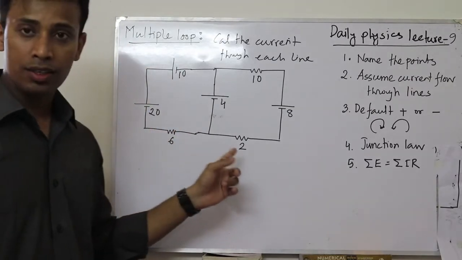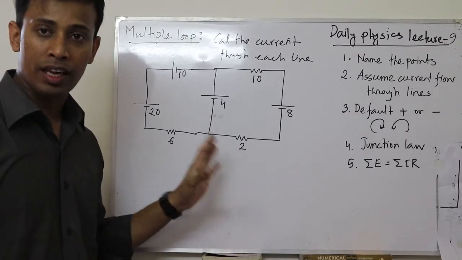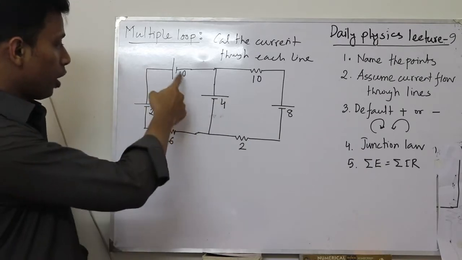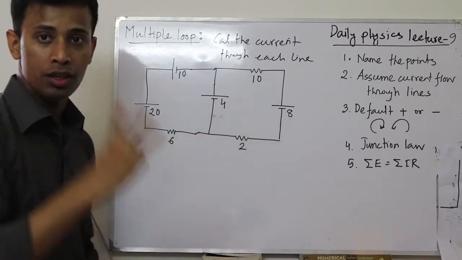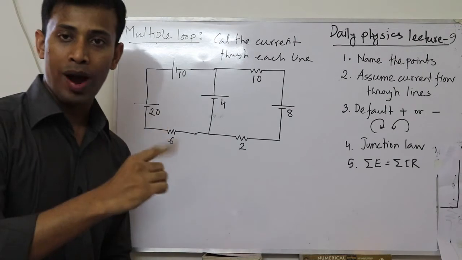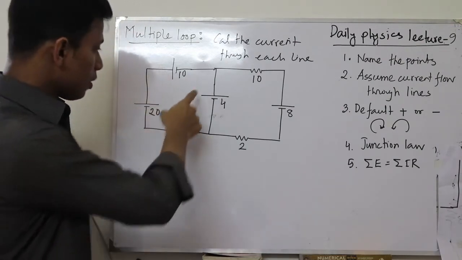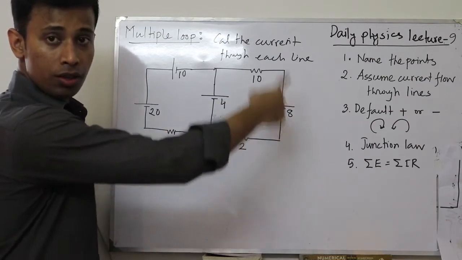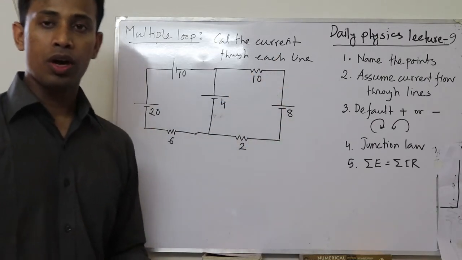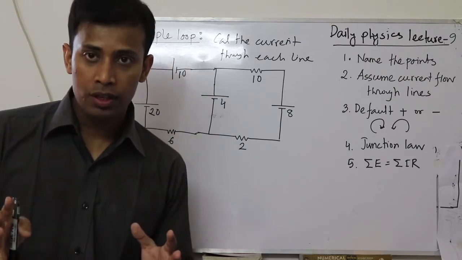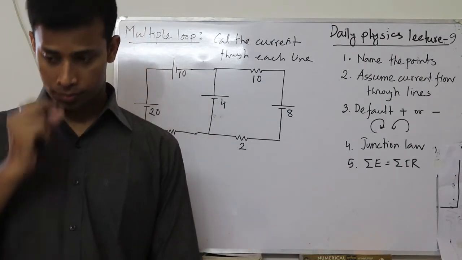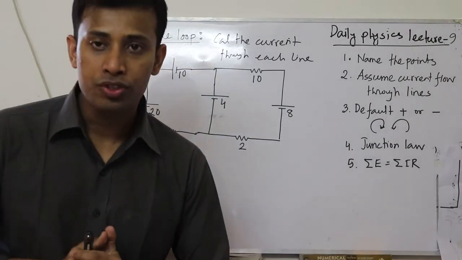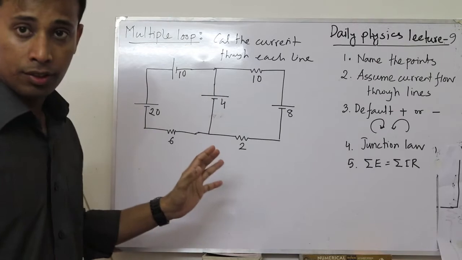So here you can see that this is a circuit, and this is not a single loop circuit. Here we have one small loop, another small loop, and the whole one, so 3 loops. So how will we solve this circuit?